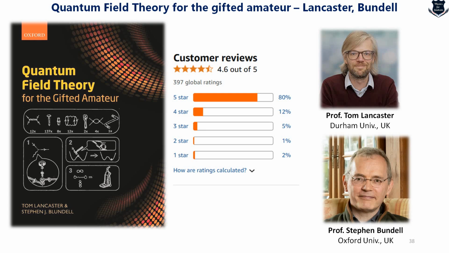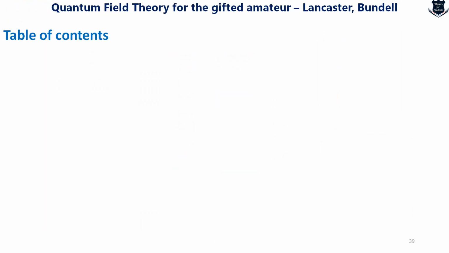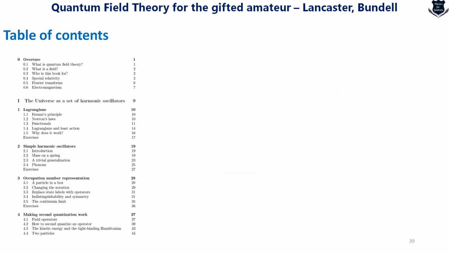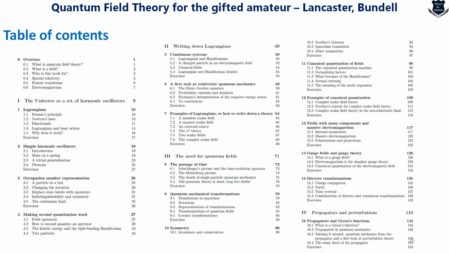Now, what can I tell about this book? It is just a Bible. So first of all, let me tell you about the table of contents. Again, intensive, more than 500 pages. It starts with the universe as a set of harmonic oscillators. Then it goes to Lagrangian. Why do you need quantum fields? This is very important. It tells you about the limitations of the non-relativistic Schrodinger equation and so on.